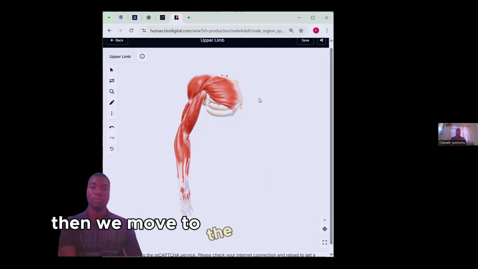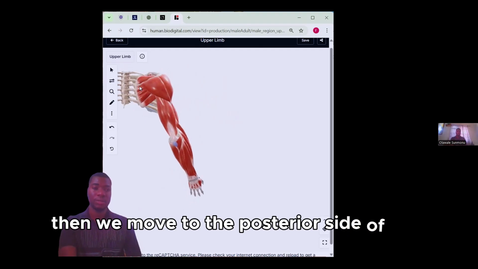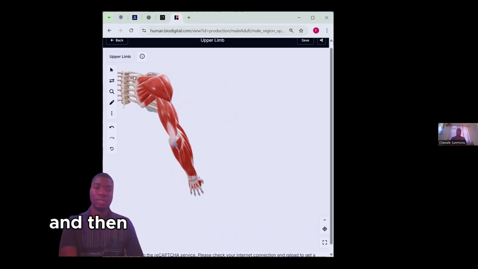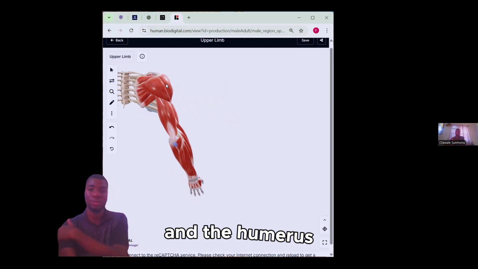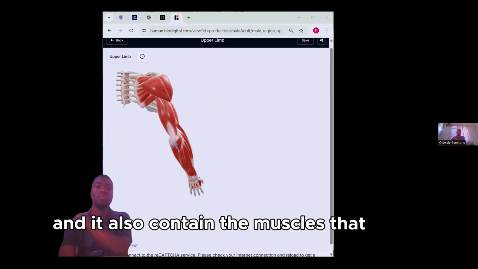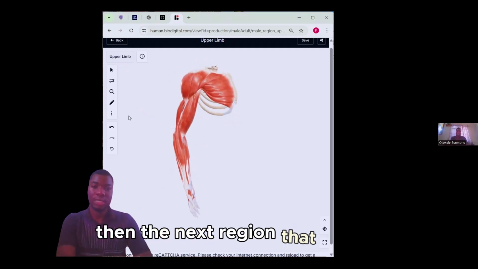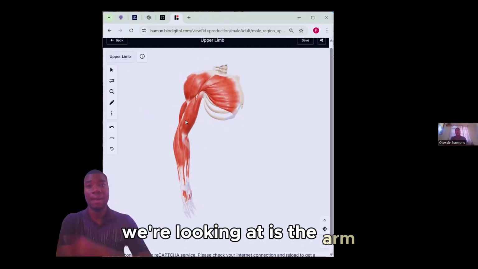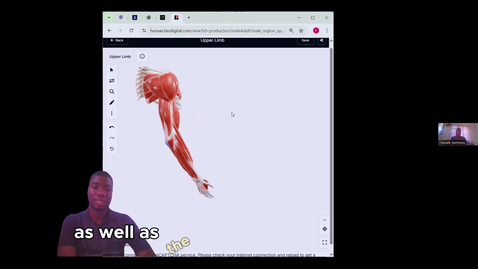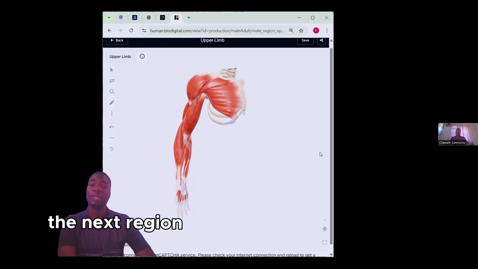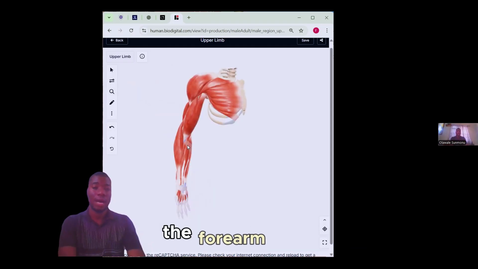Then we'll move to the posterior side of this right hand of the model, and then we deal with the scapulohumeral muscles. Those are the muscles that link the scapula and the humerus, and it also contains the muscles that move the humerus in relation to the scapula. Then the next region that we will be looking at is the arm, both the anterior compartment as well as the posterior compartment. The next region that we will be considering is the forearm.